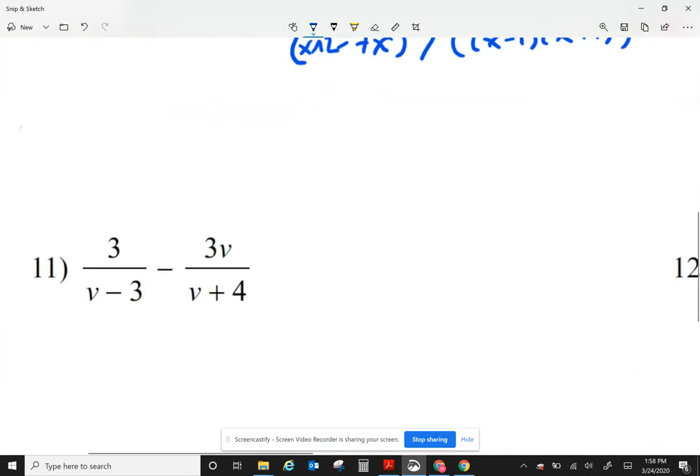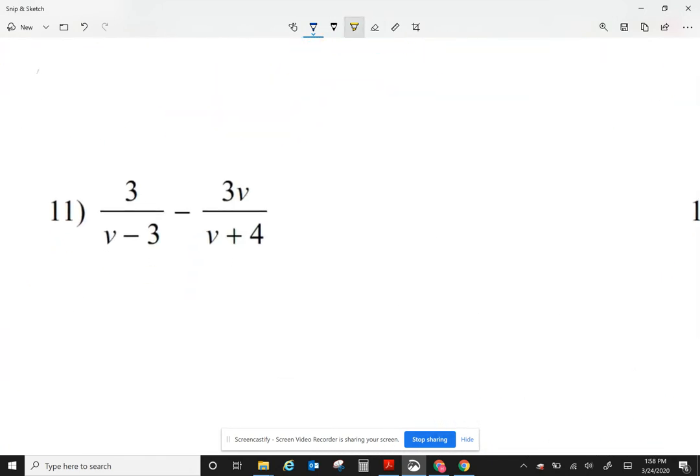All right, let's move on to question number 11. I look at my denominators, trying to see if I can factor something in there, and I cannot. See if I can factor with anything from the top, I cannot. So then I think, all right, what's my LCD, my least common denominator? I'm just looking at my denominators. I'm going to need the v minus 3 from the bottom, from the first fraction. I'm going to need v plus 4 from the second fraction. So that's my least common denominator.